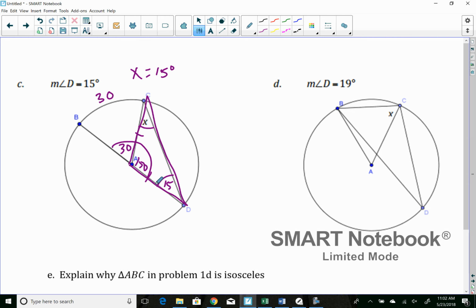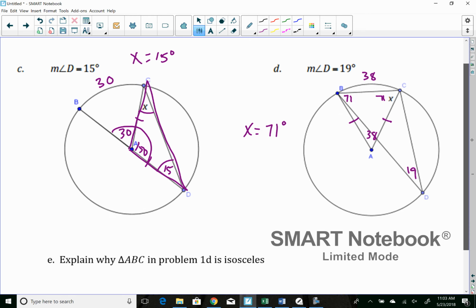For part D, it says angle D is 19, which means arc BC is going to be 38, because it's an inscribed angle, and inscribed angles are half of the arc, which means in triangle ABC, angle A is also 38. It's also isosceles. So if I do 180 minus 38, that gives me 142, which I can separate over two equal angles to make each one 71. So I can say X equals 71 degrees.